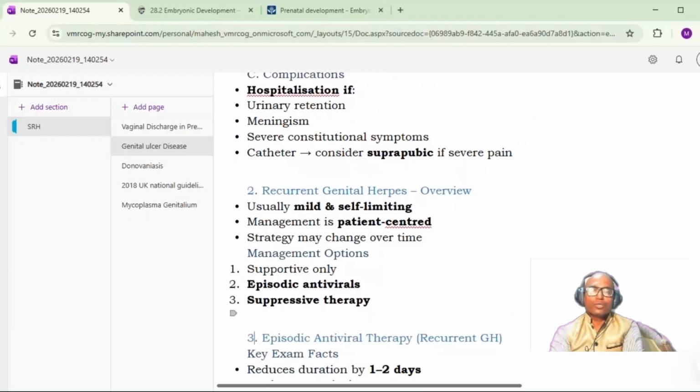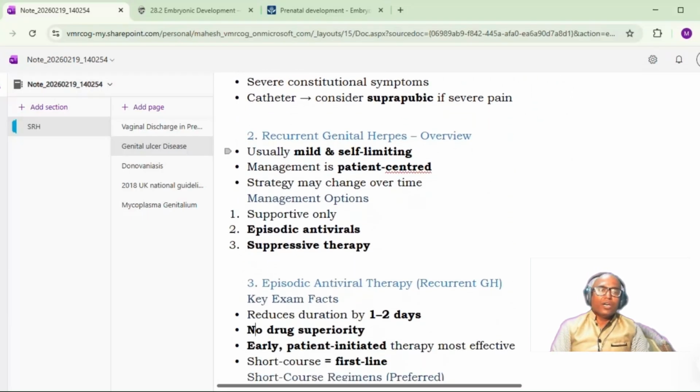So recurrent genital herpes. Now what we have seen is the primary episode presentation, acute presentation, that treatment we have seen. Now coming to the recurrent. It is usually mild and self-limiting. Management is patient-centered. Strategy may change over a period of time. Management option will be either supportive only or give episodic antivirals and suppressive therapy.